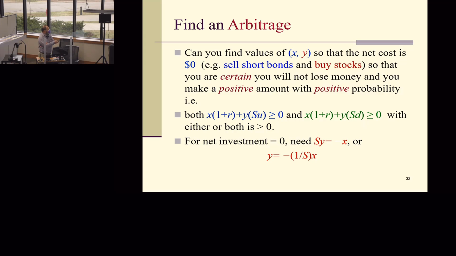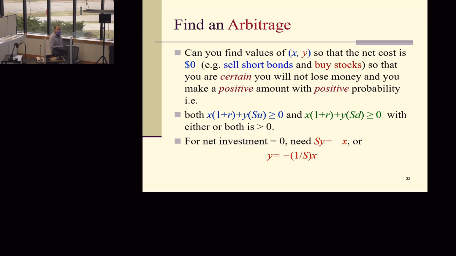So either I short sell the bond, which is what? Borrow money from the bank and buy the stock. So short sell the bond and buy the stock. You're certain you will not lose money and make a positive amount of money with positive probability. That's what we're trying to find.